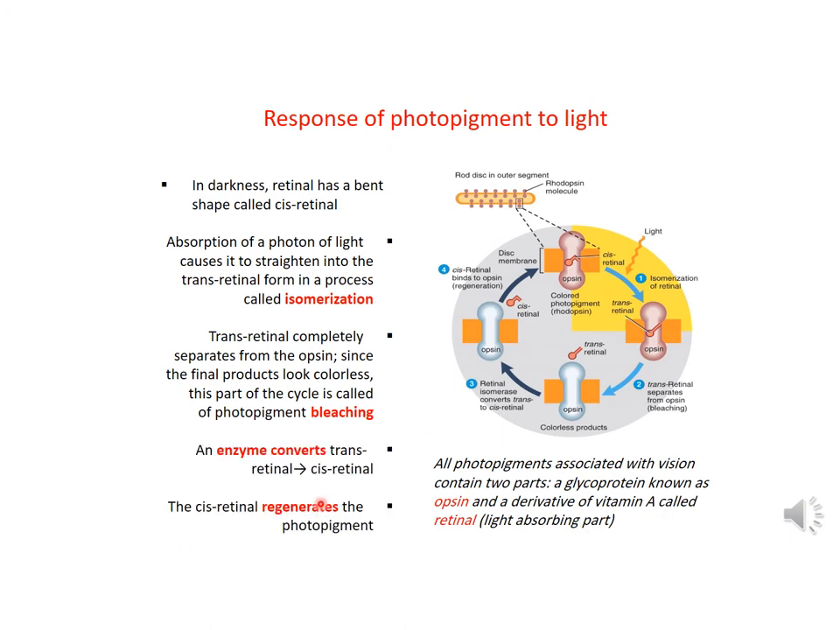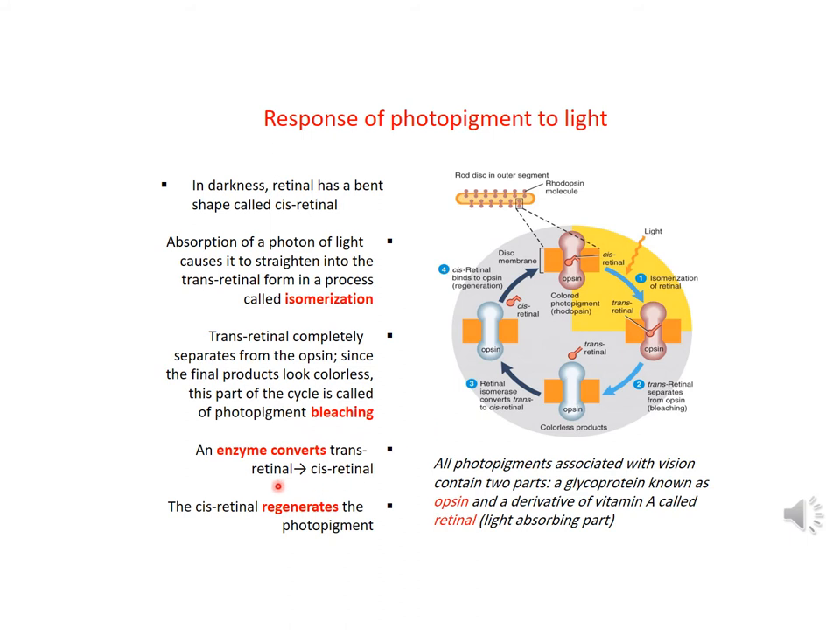So in darkness, retinal has a bent shape called cisretinal, or angulated shape. Absorption of photons of light causes it to straighten into the transretinal form in the process of isomerization. This is associated with separation from the opsin molecule, producing changes that we will identify in the retina next. Transretinal completely separates from the opsin, since the final product looks colorless. This part of the cycle is called bleaching of the photopigment.